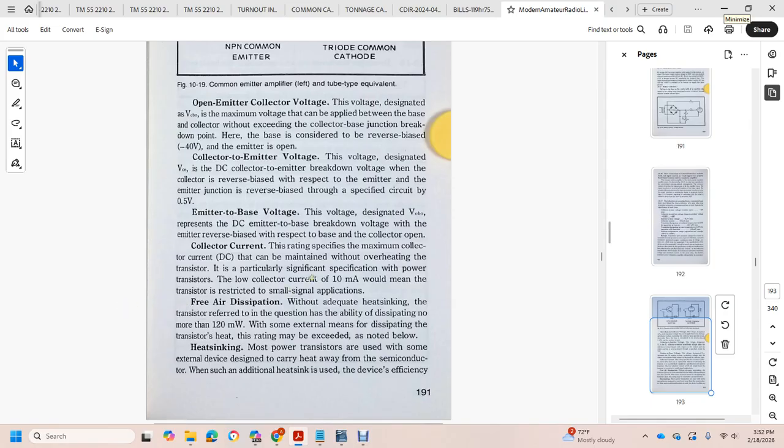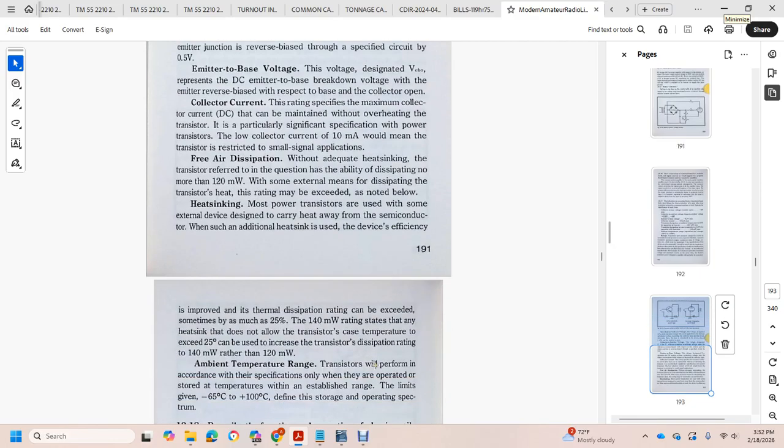Free air dissipation with an adequate heat sink refers to the transistor's ability to dissipate no more than 120 milliwatts, with some external means of dissipating and transferring heat. The rating must not be exceeded. A heat sink is an external device that carries heat away from the semiconductor, and an additional heat sink increases efficiency.